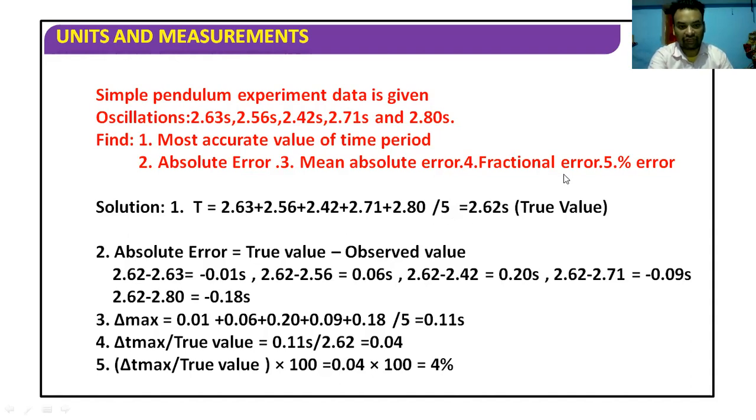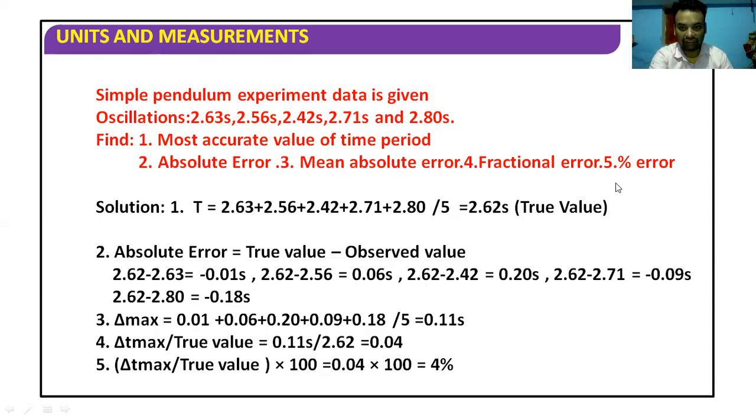Now, fourth is fractional error. So what is fractional error? I will take the mean absolute error divided by the true value. Mean absolute error is 0.11 second, and true value is 2.62. So we will get 0.04. So fractional error is the ratio of mean absolute error, which is represented by delta T maximum, and the true value, which is represented by T. So delta T max divided by true value gives me the fractional error.